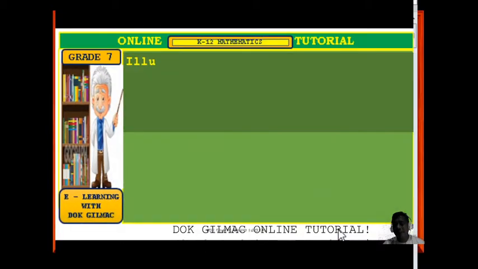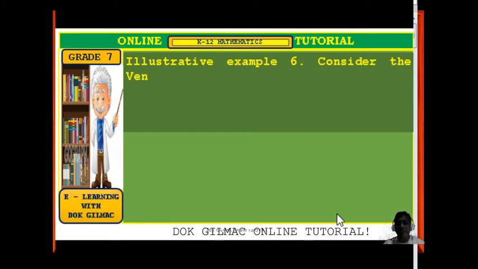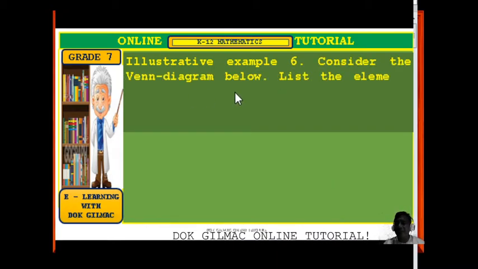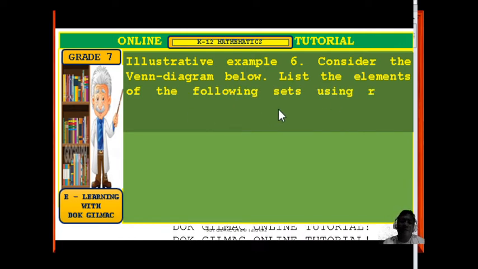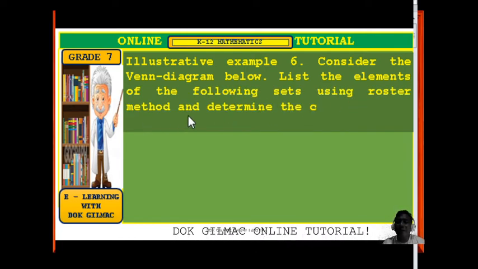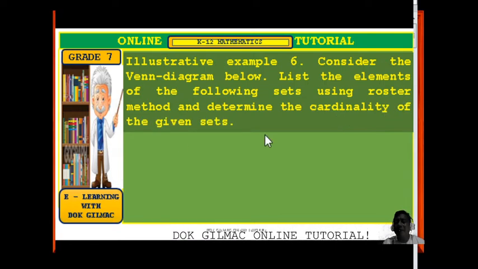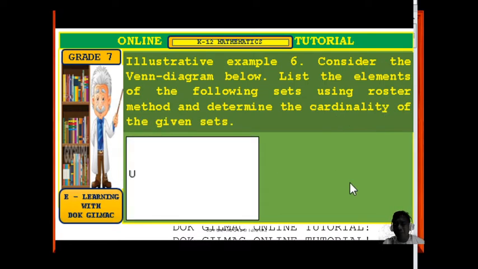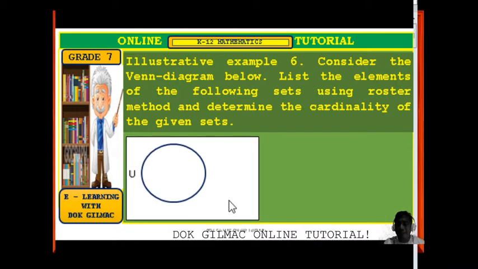Now, let's have an example using the Venn diagram. Consider the Venn diagram below. List the elements of the following sets using roster method and determine the cardinality of the given sets. Using Venn diagram, I should say, this rectangle here represents the universal set. So take note of that. And this circle here represents a set. So let's have this as our set E.